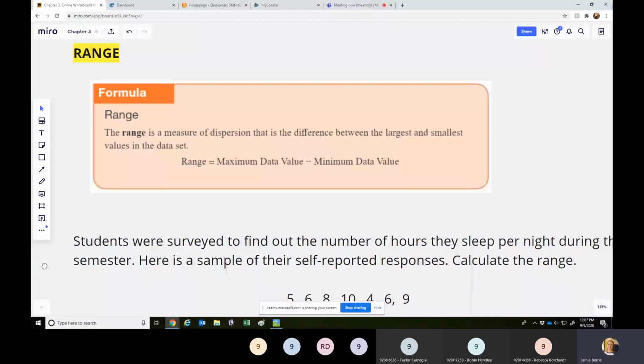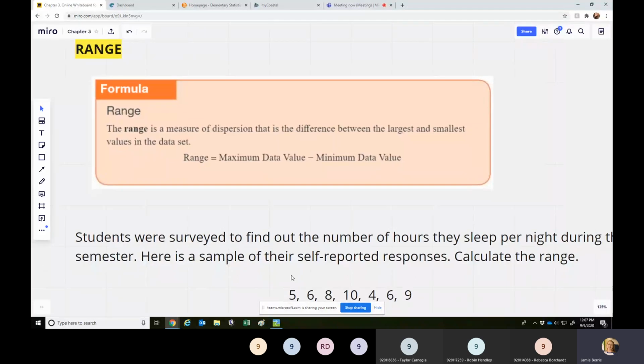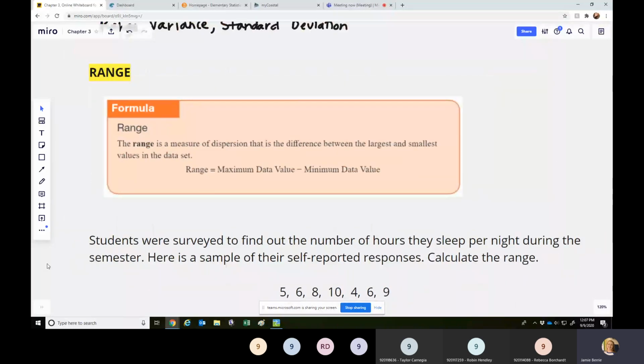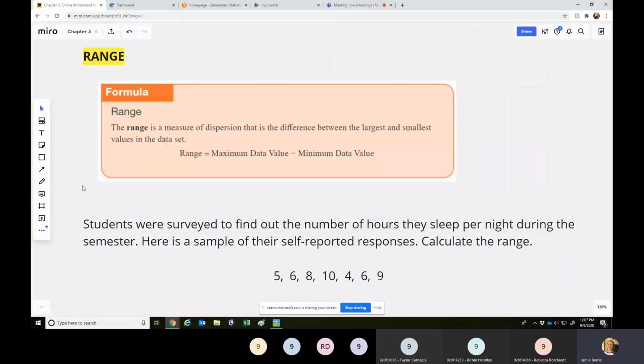All right, so let's look at an example of the range. You can see this example I've got here is the same exact example that we went through yesterday. First I should read the formula, right? It says the range is a measure of dispersion that is the difference between the largest and the smallest values in the data set. So the range is equal to the max minus the min. So range equals maximum minus minimum.